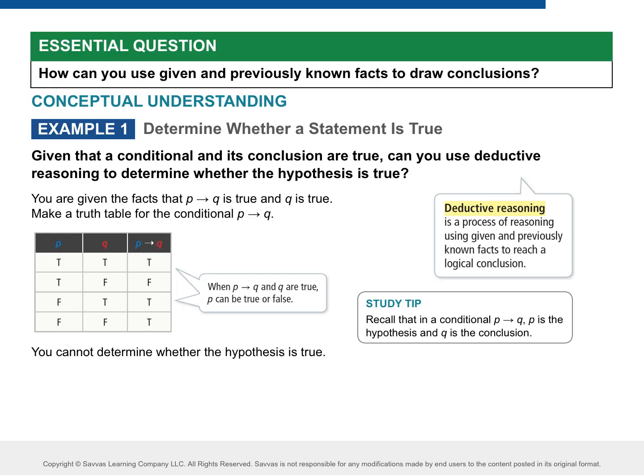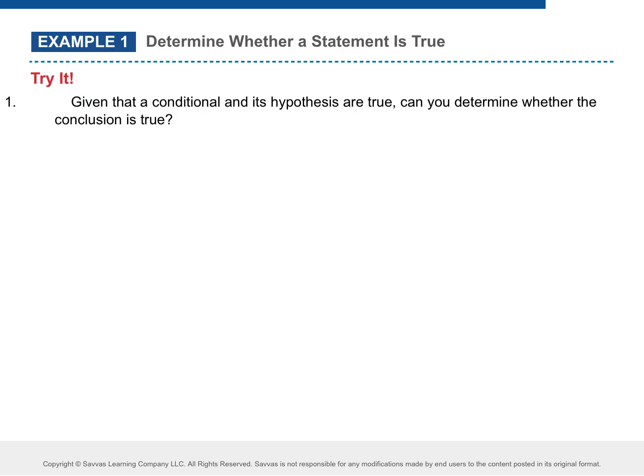Okay, so using deductive reasoning, you're given an if-then statement, and the if is the hypothesis, the then is the conclusion. Well, if that is true, then you conclude that the conclusion is true. Jumping into example 1 on your notes, it says, given that a conditional, what does it mean by conditional? Say it louder if you said it. Conditional means if-then statement. Yep.